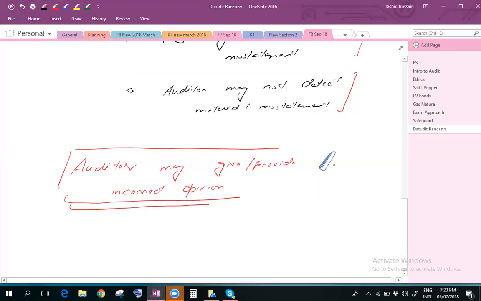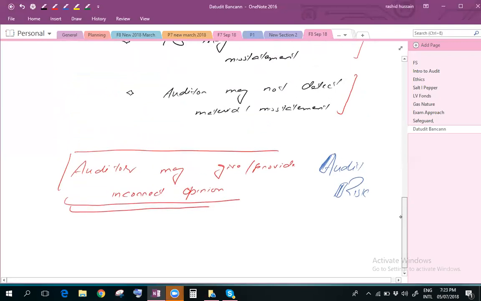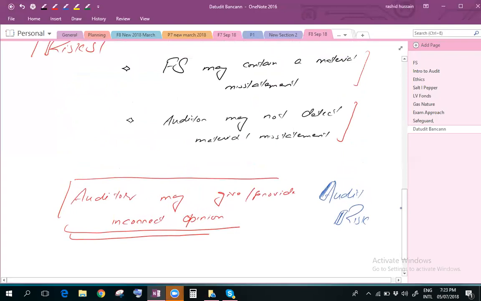The result is that the auditor may give an incorrect opinion, and this concept is known as audit risk. The plain meaning of audit risk is risk in the audit. So the risk in the audit is that the auditor may give an inappropriate audit opinion. Whenever there is a risk, the auditor will seek to reduce or eliminate it. Obviously, it is not possible to eliminate it, but still the auditor will seek to reduce the risk that the auditor may give an inappropriate audit opinion.